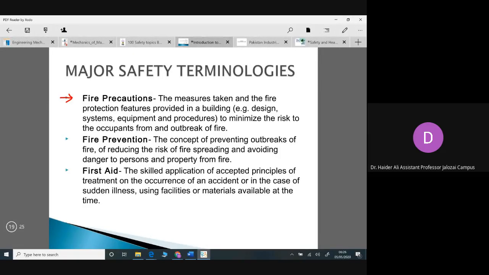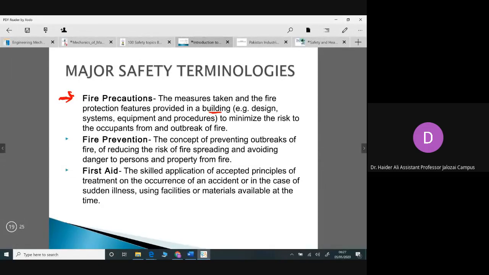So if there is a good organization, it would have clearly defined fire exits, and probably fire exits everywhere in the building. And those fire exits would be covered with proper fireproof doors, so that even if there is fire in one room, it cannot go into the other room. So what kind of fire precautions are in place in your work environment? So the measures taken and the fire protection features provided in a building.